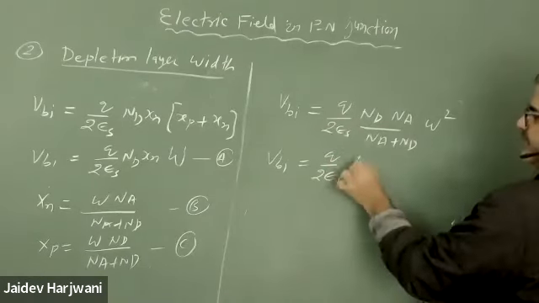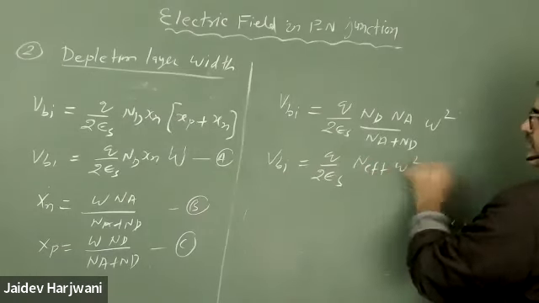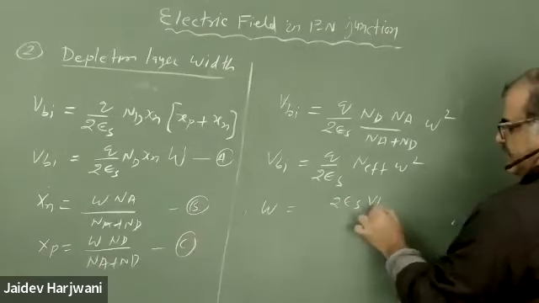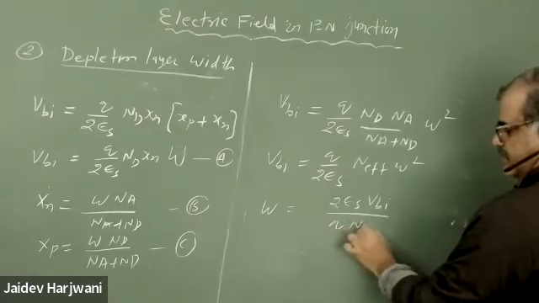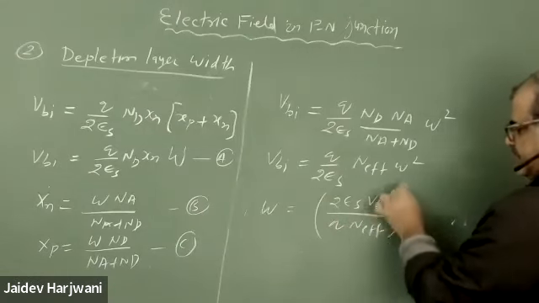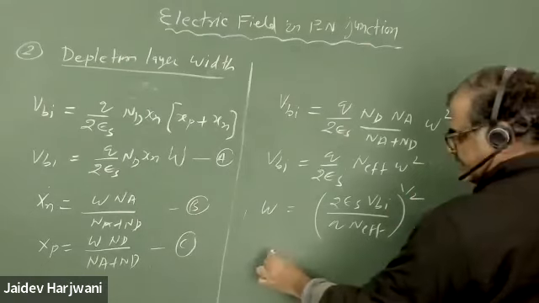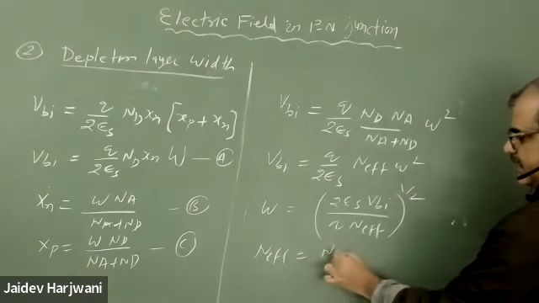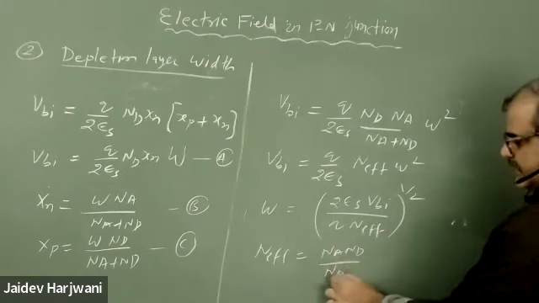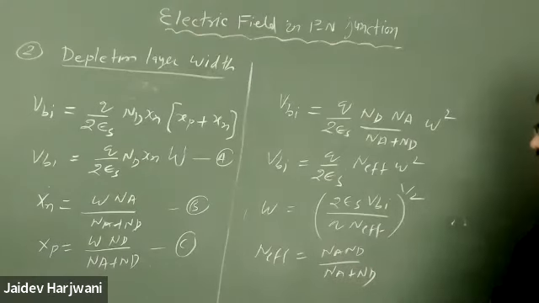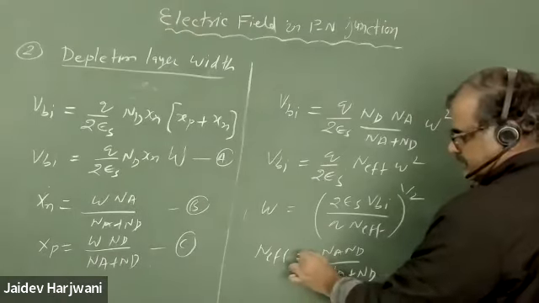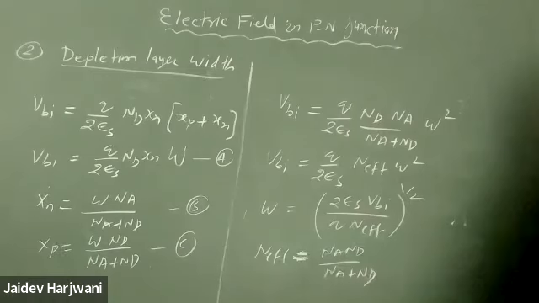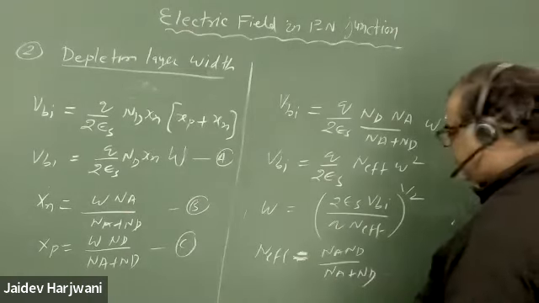This I can write as N effective omega square, and W will be (2 ES VBI upon Q N effective) to the power half, where N effective equals Na Nd upon (Na plus Nd). Effective doping, or sum of doping, whatever you can say, is N effective. So now I have the expression for depletion layer width.